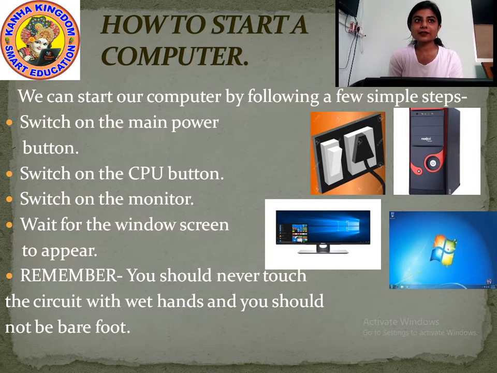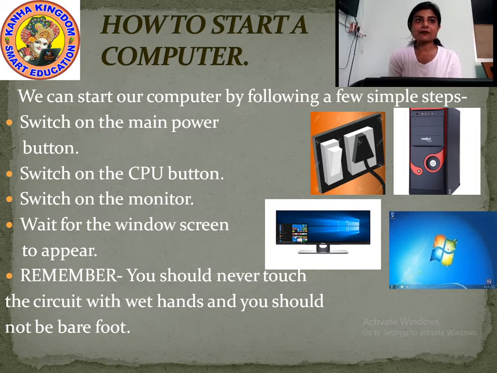After that, switch on the CPU button. After that, what will you do? Can you see? After that switchboard, there is a box-like equipment there. That is CPU. I told you about CPU. What is CPU? It is Central Processing Unit. Yes. First, you will switch on the main power button. After that, you will switch on the CPU button.